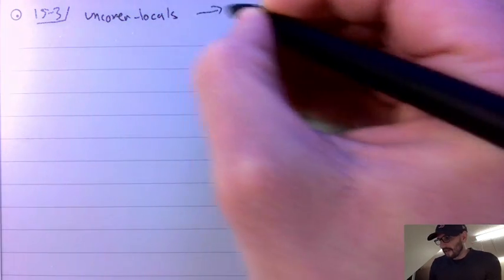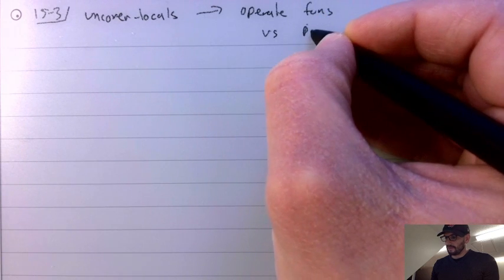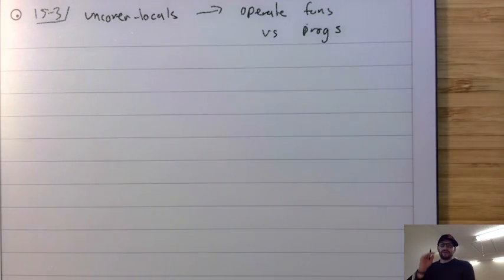The next thing that we need to do is we need to expand 15.3. We need to update uncover locals. So this is going to operate on functions rather than programs. It is exactly the same, except you're going to do it once totally independently on every single function. Because like I said before, what we're doing is making it so that the things that we used to do for programs, we now do for functions. And that's going to include register allocation.